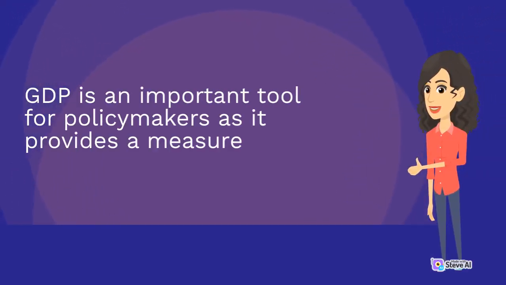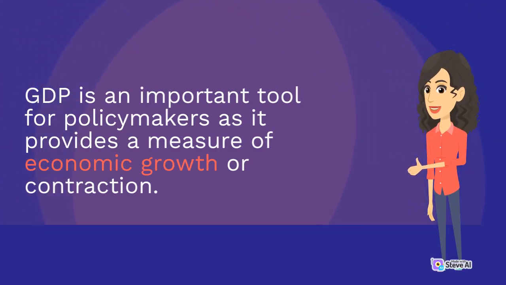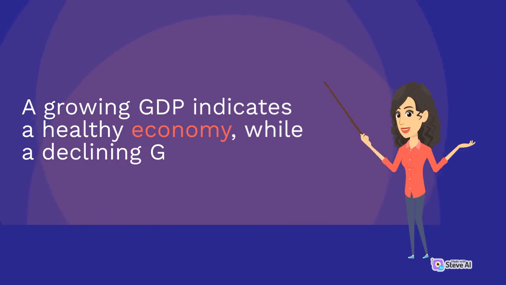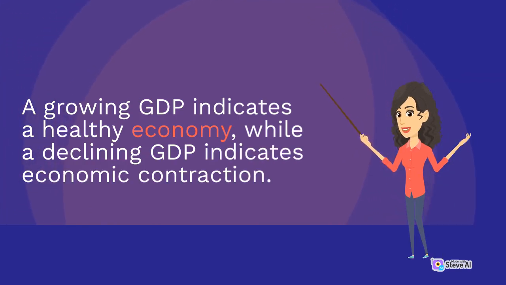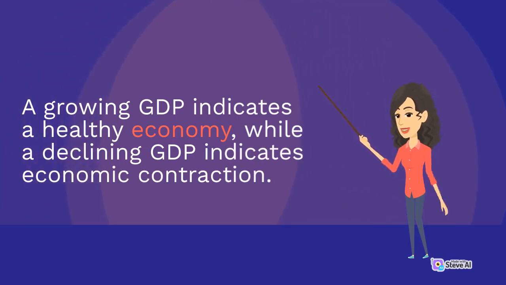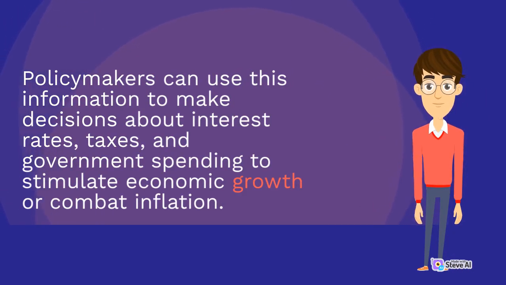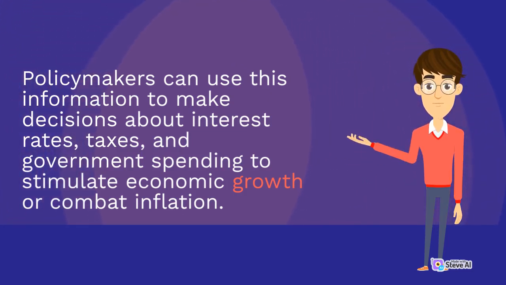GDP is an important tool for policymakers as it provides a measure of economic growth or contraction. A growing GDP indicates a healthy economy, while a declining GDP indicates economic contraction. Policymakers can use this information to make decisions about interest rates, taxes, and government spending to stimulate economic growth or combat inflation.